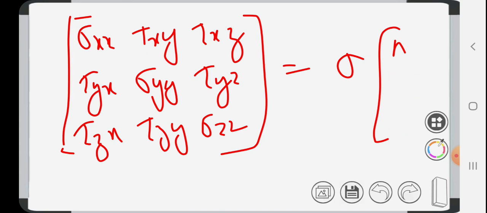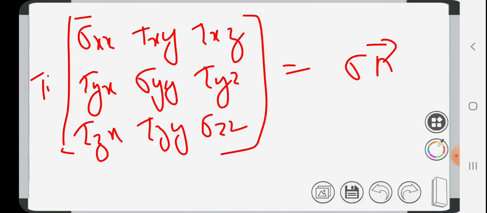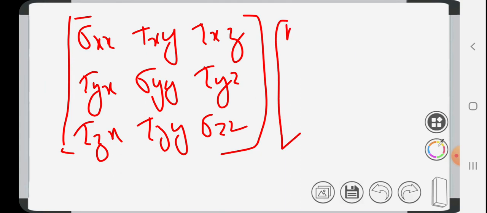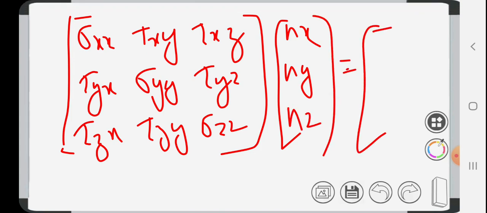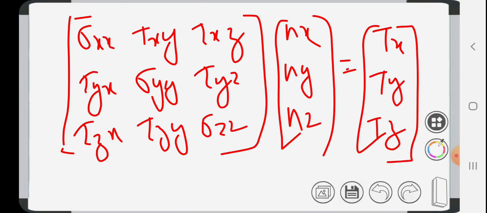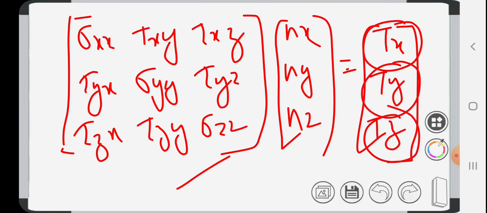So this is tij, and this into nx, ny, nz, you get tx, ty, tz. So this is Cauchy's equation, and you will get the values of tx, ty, tz.